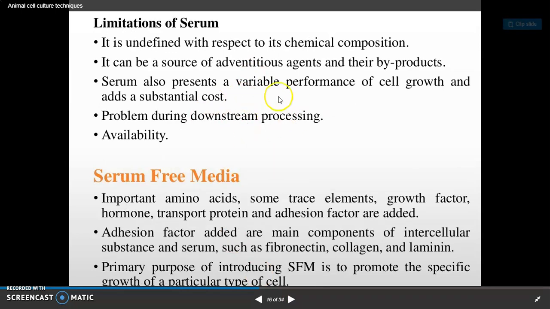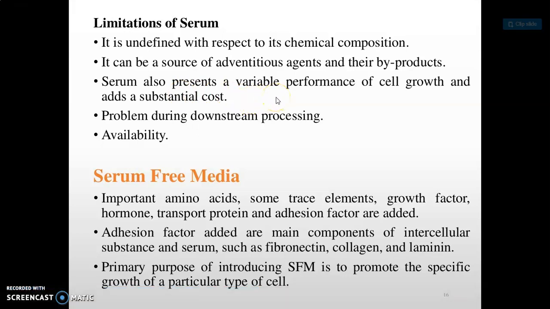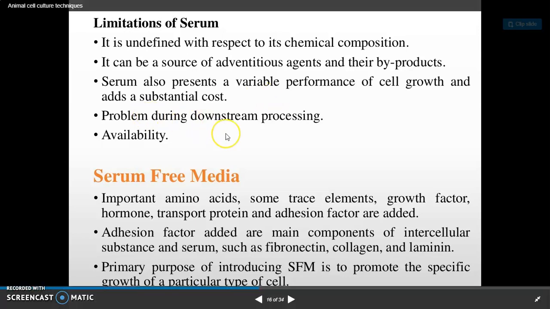And then limitations of serum: it is undefined with respect to its chemical composition. It can be a source of adventitious agents and their byproducts. Serum also presents variable performance of cell growth and adds some substantial cost. Problems during downstream processing and availability. See, these are some limitations of the usage of serum. Its chemical composition is undefined. It varies from serum to serum, and some adventitious agents are there as byproducts. That's why these limitations are there in the usage of serum in the tissue culture medium.